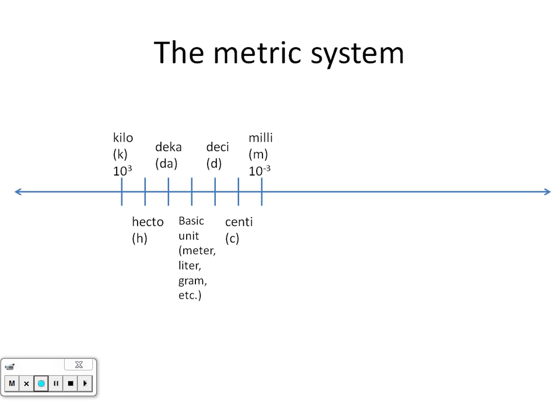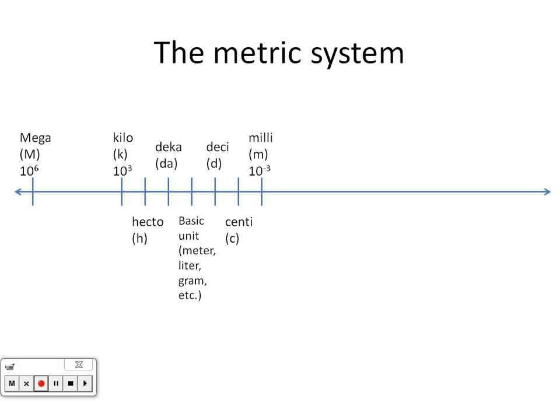A milli, we say, is 10 to the negative 3, meaning it's 1/1000th the size of a basic unit. So a millimeter is 1/1000th of a meter. Or you could say there's 1,000 millimeters in a meter. So those are the ones you guys are most familiar with.